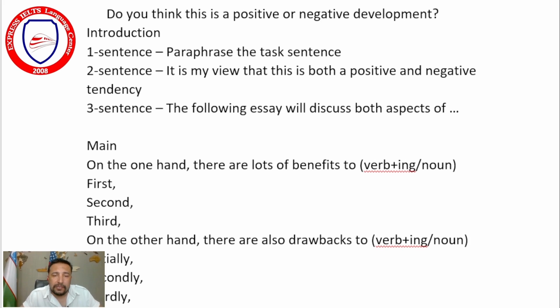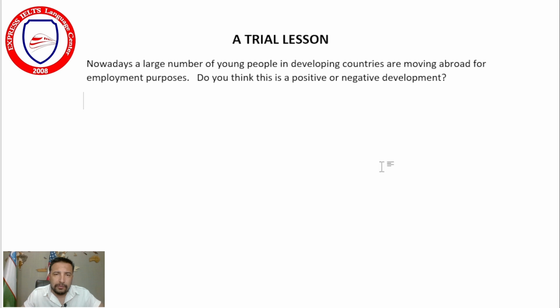Now we look at one example with you. Nowadays a large number of young people in developing countries are moving abroad for employment purposes. Firstly, before starting to write, you should think about synonyms. For example, a synonym for nowadays can be now, at present, this, or currently.